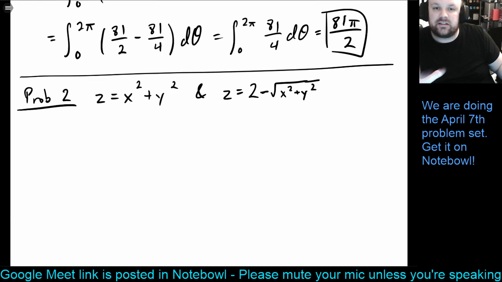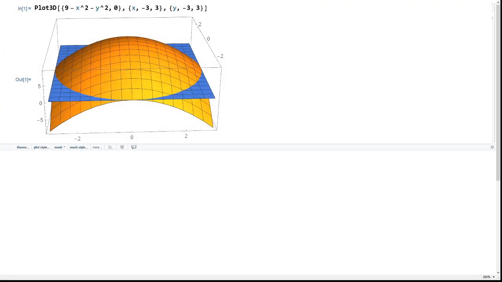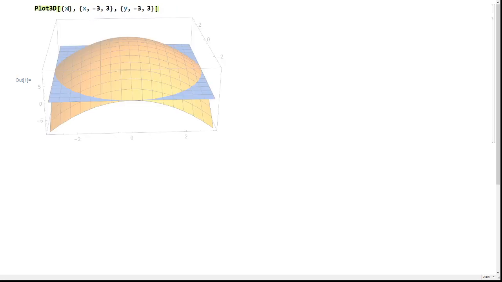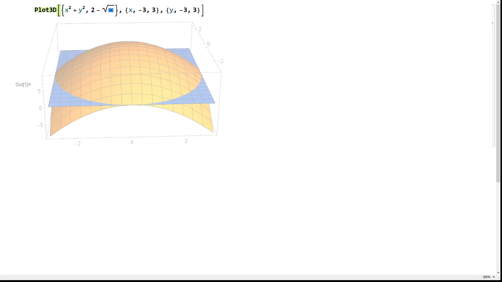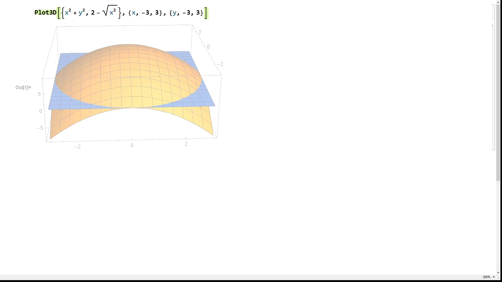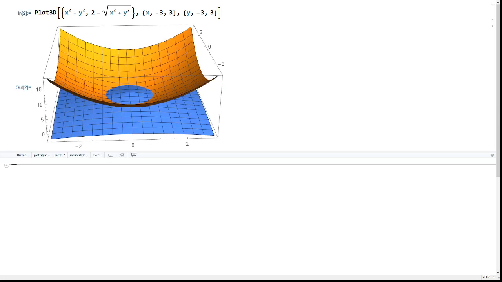So let's go ahead and look at this shape in Mathematica again. I'm just going to change this plot here. So we have x squared plus y squared for a paraboloid, and then we have 2 minus the square root of x squared plus y squared. And I won't change the bounds here. So this right here, this is our region.